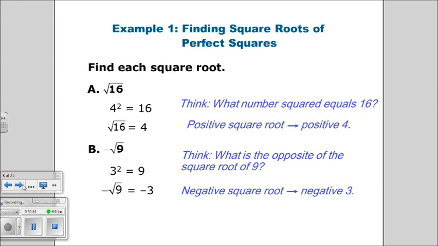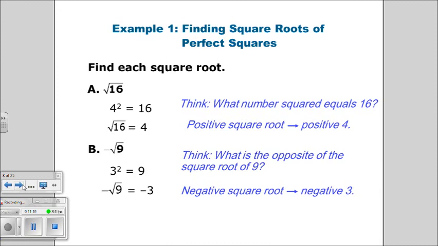Example number 1 for our topic: finding square roots of perfect squares. Find each square root. Here I hide the answers, and it's like brainstorming together. Square root of 16, what does it mean? It means what number squared equals 16? Of course, 4 squared, excellent. I can hear Halim and Rawat say that, and I can also hear the others, Walid, saying it.